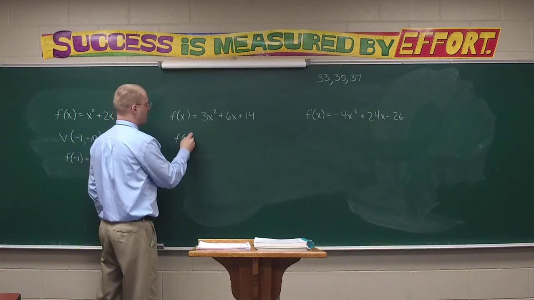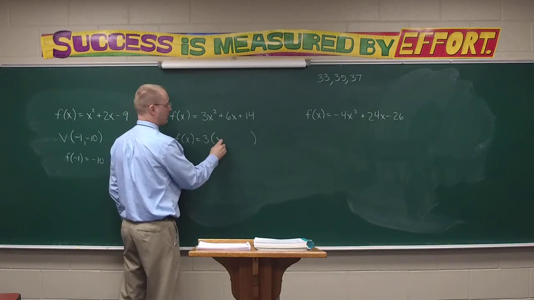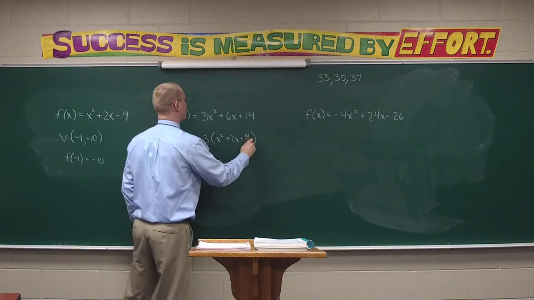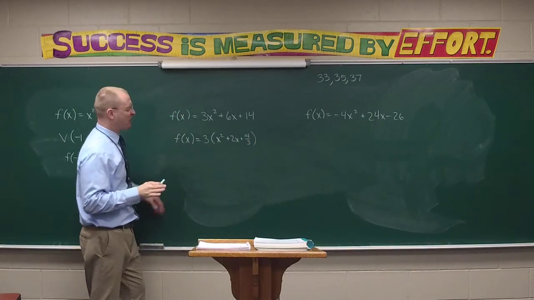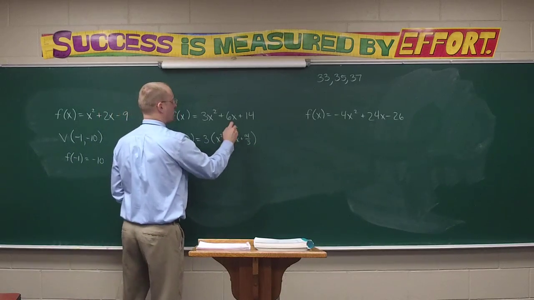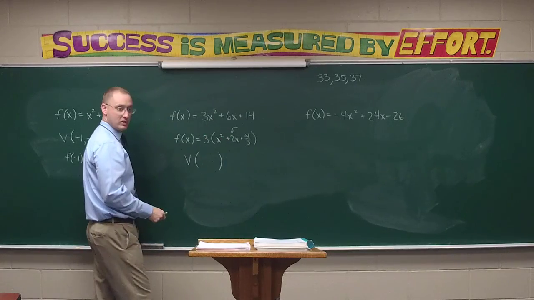On the next one, unfortunately, what do we have to do this time, Michael? Take out the 3. When we factor it out, it's going to give us what? X squared, 2x, and 14/3. The weird thing is, it's 14/3. Who cares? All you're really keying in on now is this b value, because for the vertex, you have to take negative half of that, which is negative 1.